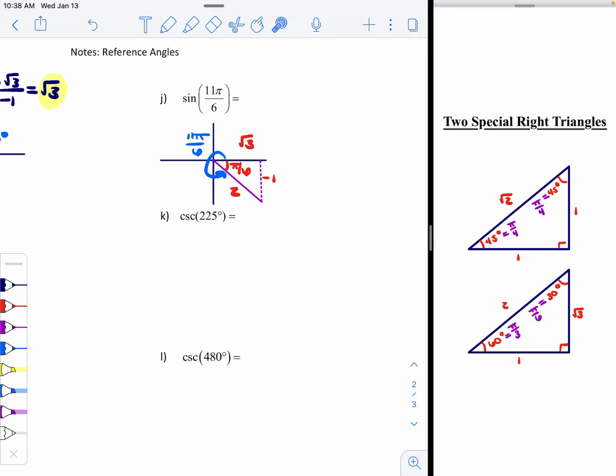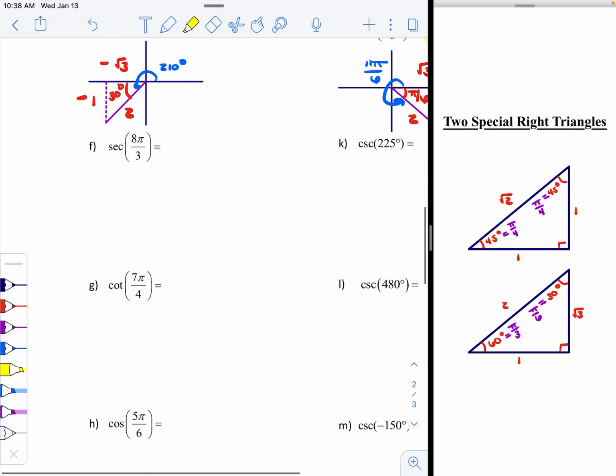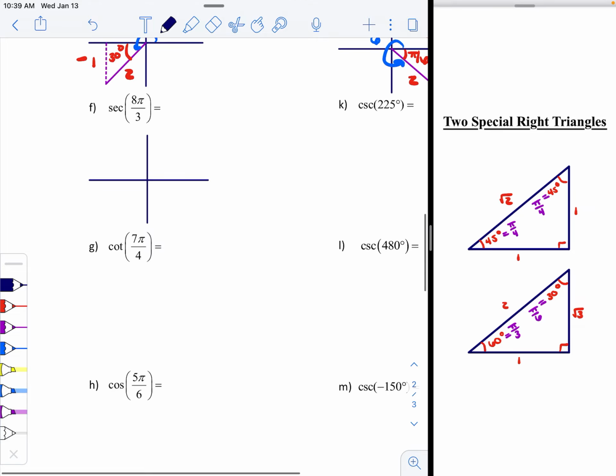Okay, so now just fill in our sides. Our reference angle is pi over 6, so using that special triangle on the bottom on the right-hand side, our opposite side is 1, hypotenuse is 2, and our adjacent is root 3. We're in quadrant 4, so x is positive, but y is negative. And we're trying to evaluate our sine function. So sine we know is opposite over hypotenuse, so that's going to be negative 1 over 2. That's going to be our answer.